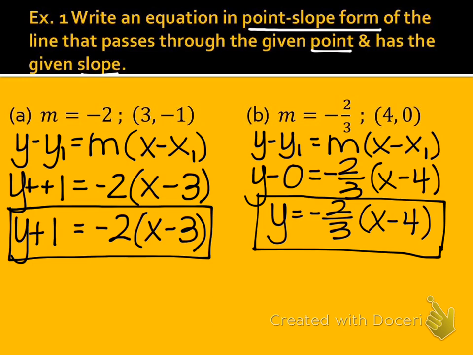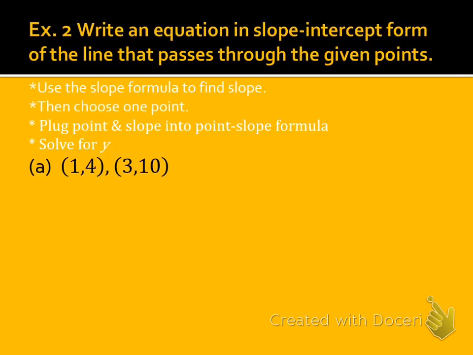Now, when it gets more complicated is when they ask us to write an equation in slope-intercept form. So take that highlighter, and I want you to highlight slope-intercept form. We got to go back to what we already know. What is the slope-intercept form of a line? Y equals mx plus b.